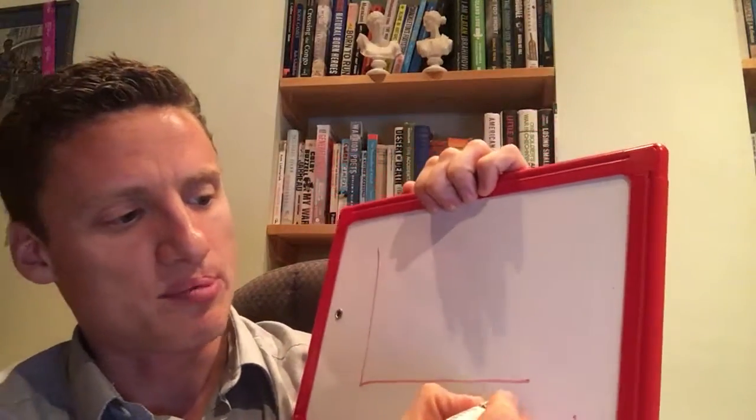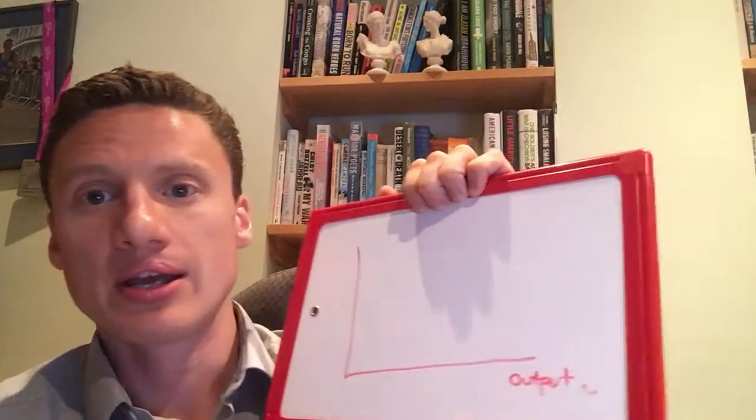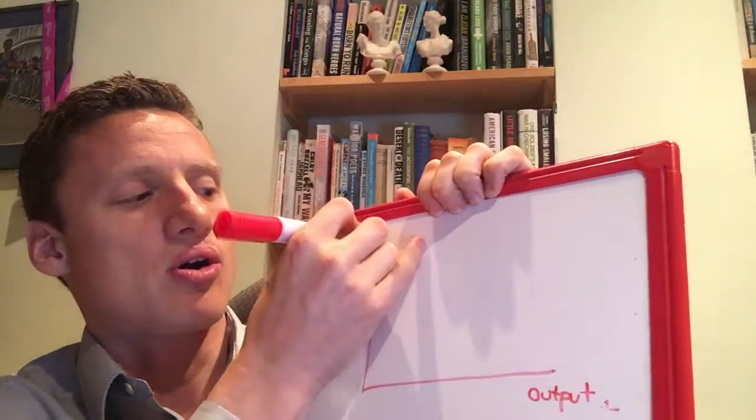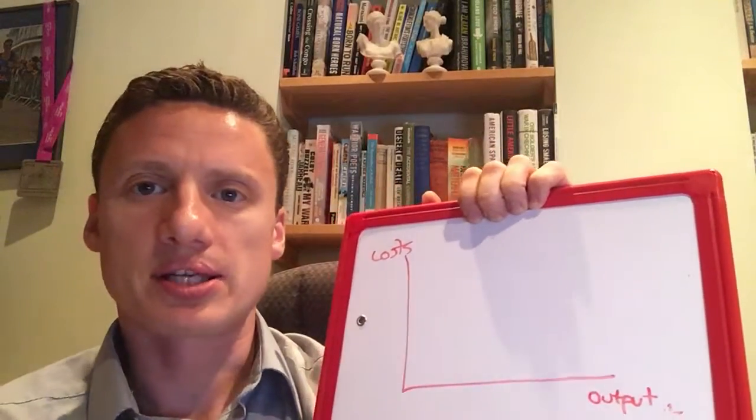So for this, you're going to need a graph, okay? And also you're going to have to remember the things about fixed and variable costs, like I say. So let's start our graph, okay? Two axes. Let's put output on the x-axis over here, and then we'll put costs over here on the y-axis.